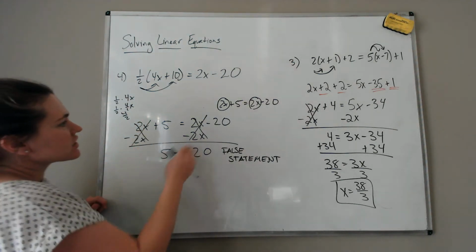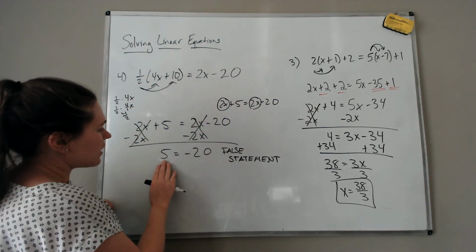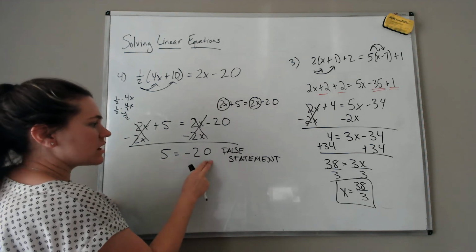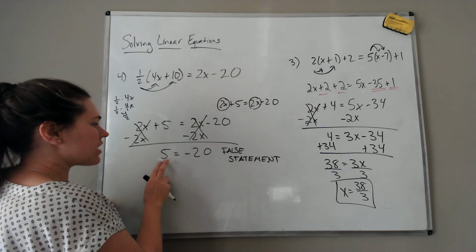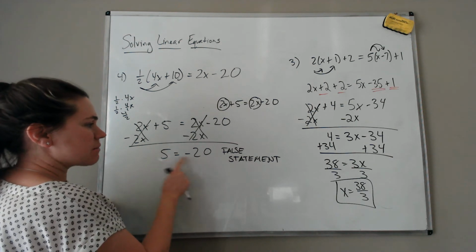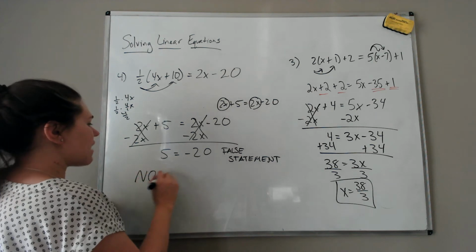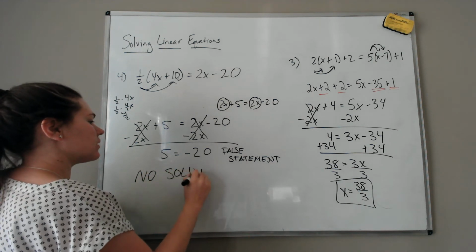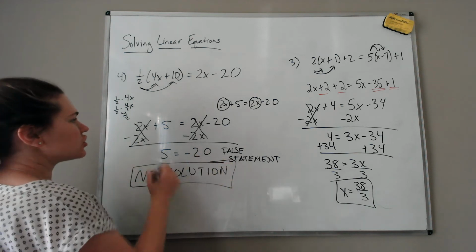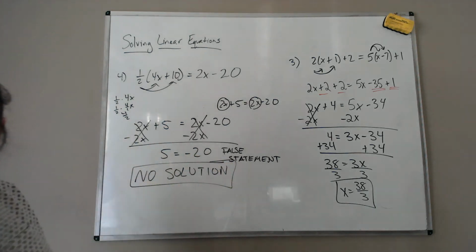So when your x's cancel out, and you're left with a statement that's false, 5 does not equal negative 20. So when you have no variables and you just have a constant number equals a constant number, if this is a false statement, then this is when you have no solution. There is no value of x that can ever make 2x plus 5 equal 2x minus 20.